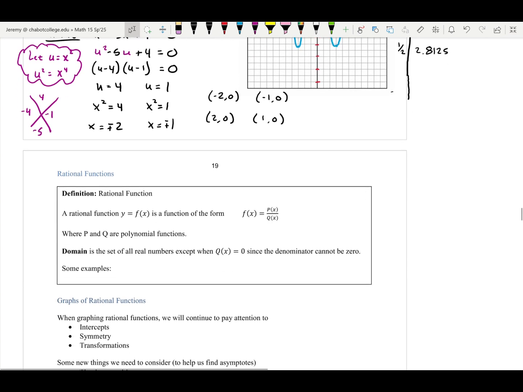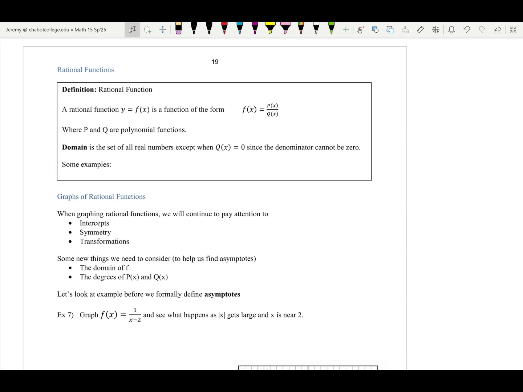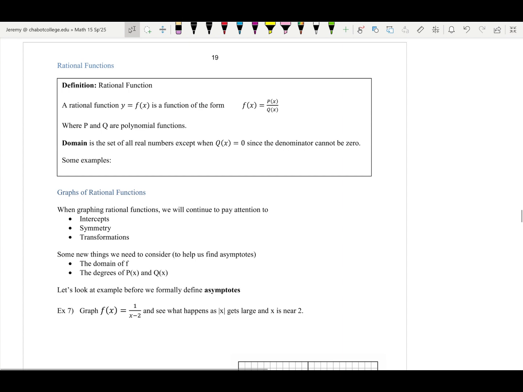All right, so next up, moving into rational functions, let's have a look. So the definition here: a rational function is a function in the form y equals f of x, where f of x is equal to p of x over q of x, where p of x and q of x are both polynomial functions. So a rational function is a polynomial divided by a polynomial. The domain of any rational function will be all real numbers except for those which make the denominator 0. Makes sense. We don't want to divide by 0.